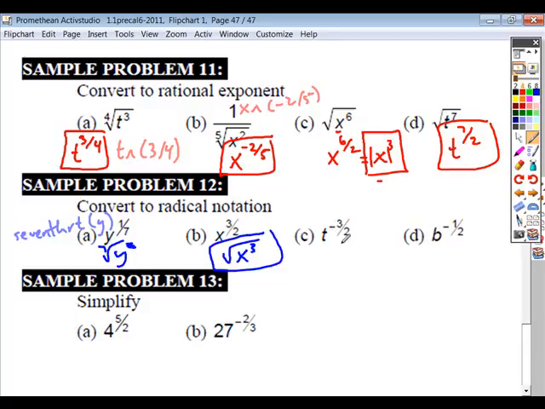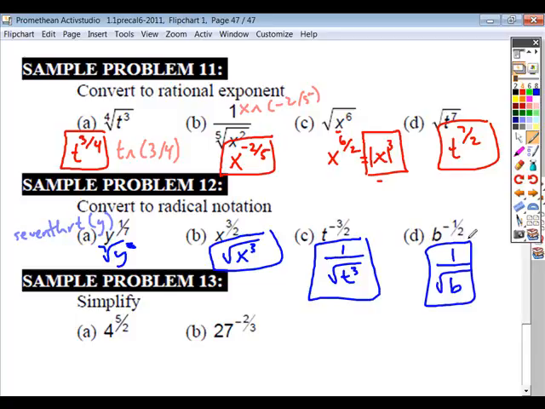In the next one, again, we have our negative. The negative is going to move our base, which is a radical, into the denominator. Base t, power 3, index 2. Put the 1 in the numerator to make it a fraction. And then finally d, in this example, again, a negative power moves our radical to the denominator with our base b, power of 1, so I don't need to write anything. Index of 2, so I don't need to write anything. Just put my 1 there to make it a fraction.